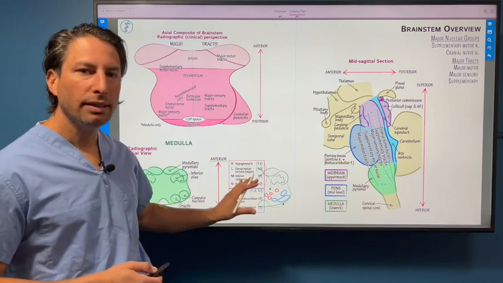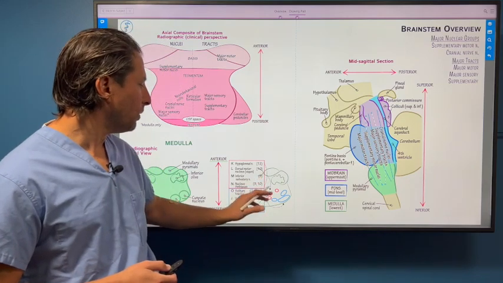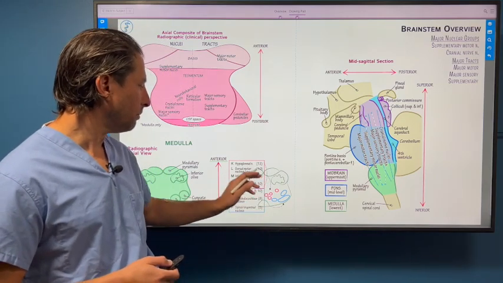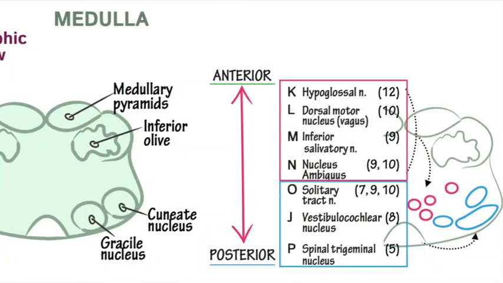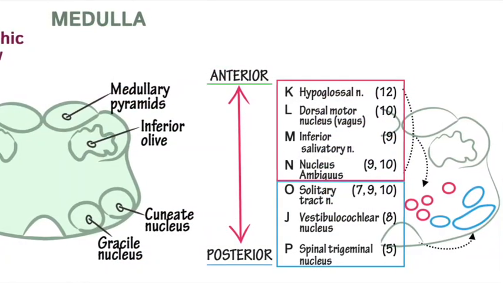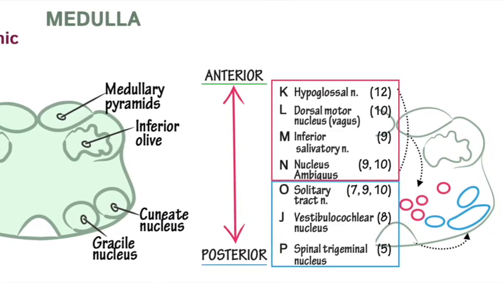And then once again, the cranial nerve nuclei follow this rule of the major motor components, 12, 10, 9, all are medial here, whereas the sensory portion of these cranial nerve nuclei are out laterally here.